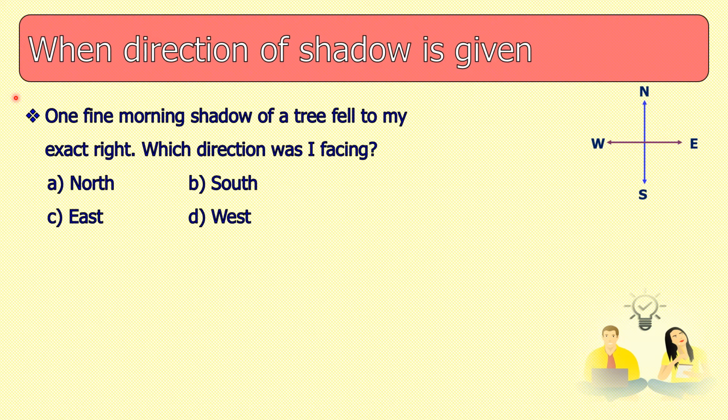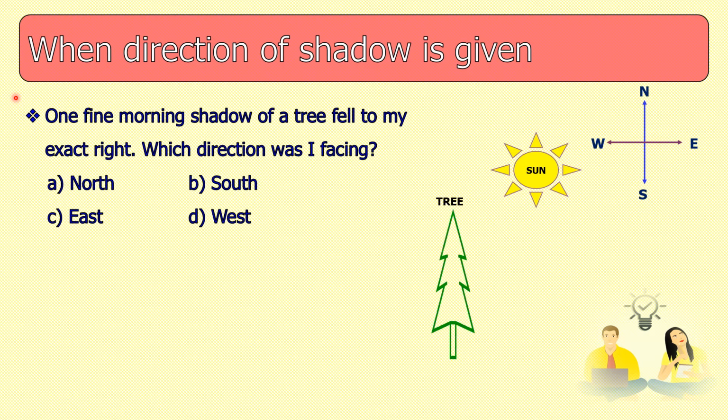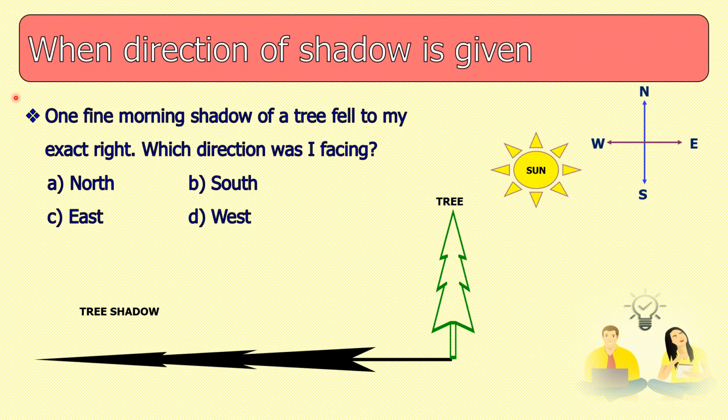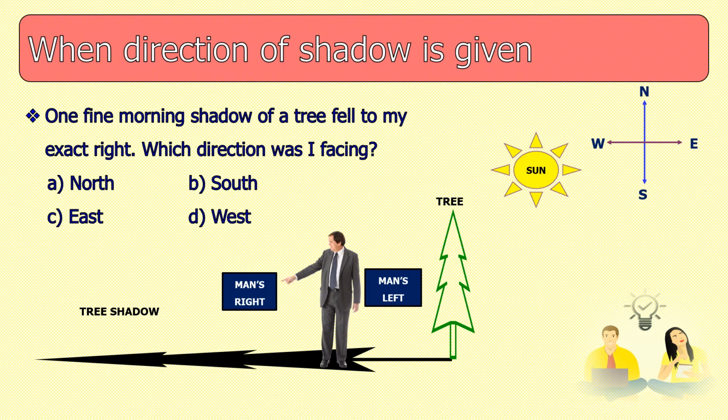Now we'll solve another type of question based on shadows. One fine morning, the shadow of a tree fell to my exact right. In the morning, the shadow will always fall in the west direction because the sun is rising from the east. So the tree shadow is in the west direction. If west is your exact right, which direction are you facing? So let's check this man. If west is his right, then east will be his left and he'll be facing south. So the answer is south.